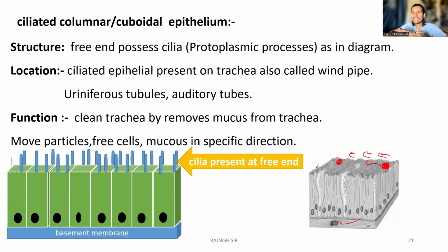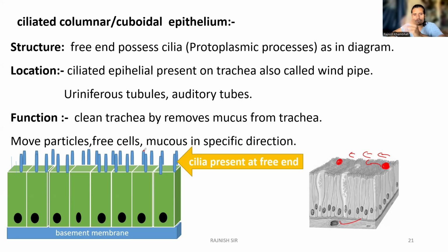You know, when you take out the sputum, that sputum will come up to your throat with these cilia. The cilia will push that mucus from your lungs to your throat, and from the throat we throw it out. So this is called cleaning. These are helping in cleaning by removing the mucus from the trachea. Their second function is to move particles.